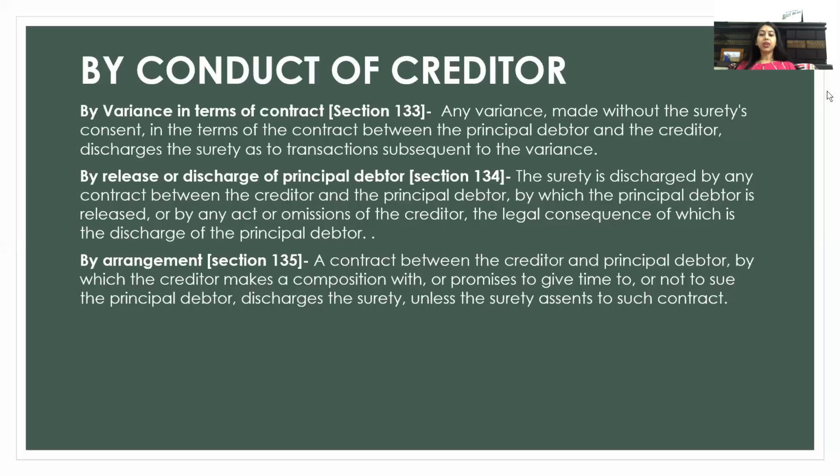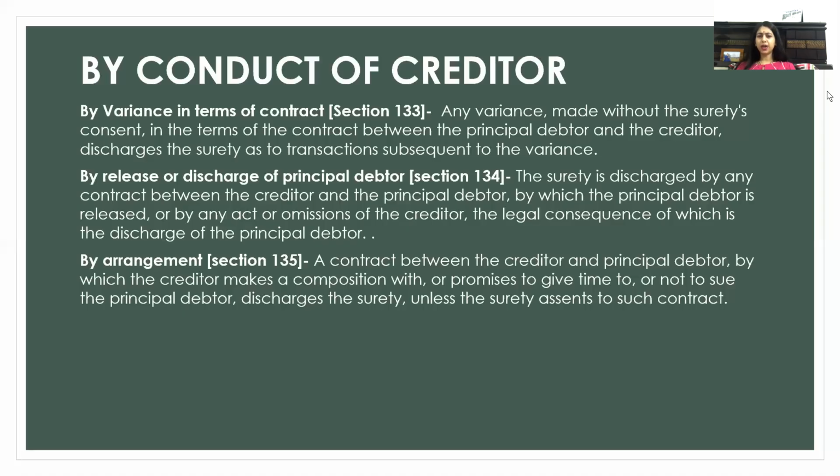A contract between the creditor and the principal debtor by which the creditor makes a composition with or promises to give time to or not to sue the principal debtor, discharges the surety unless the surety accedes to such contract.